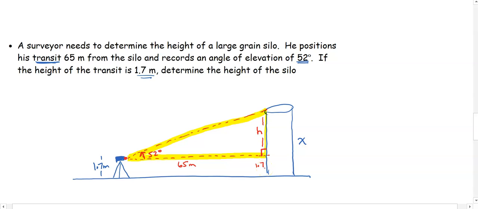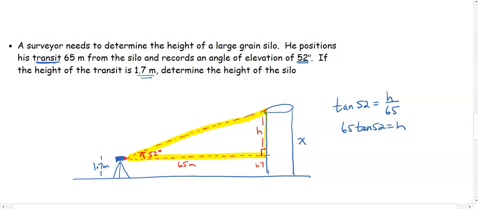So I just filled in as much as I could. So now I know if I find H and I add it to 1.7, I get the entire height of the silo. So using my right triangle, I can now find H using opposite and adjacent. Oh, that's the tangent of 52 equals opposite over adjacent. Multiply both sides by 65.